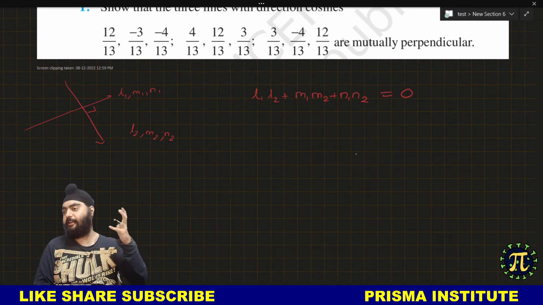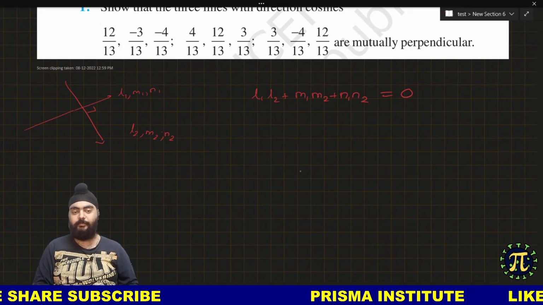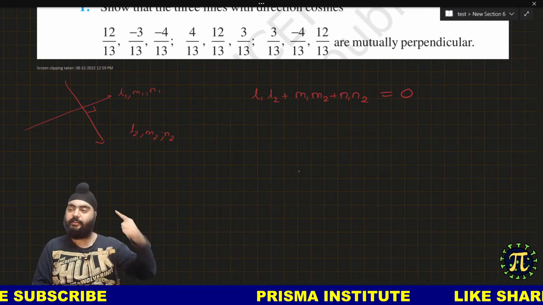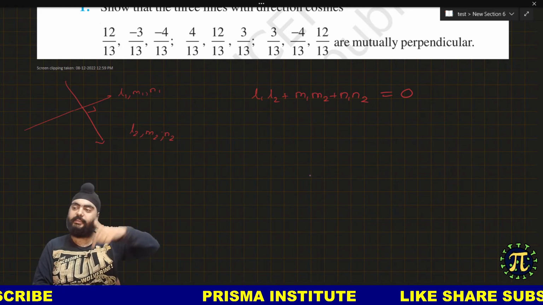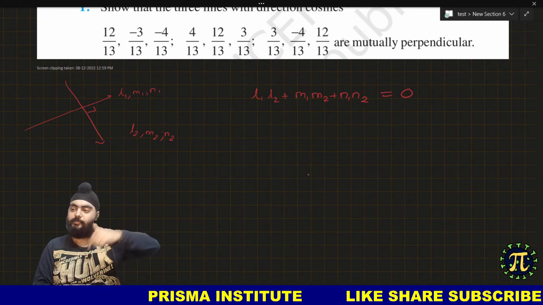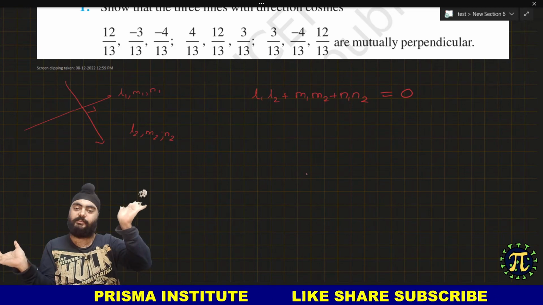You can imagine we are taking the dot product, right? L1 i cap, M1 j cap, N1 k cap is the unit vector in that direction. L2 i cap, M2 j cap, N2 k cap is the unit vector in this direction. If they are perpendicular vectors, then the dot product is 0.